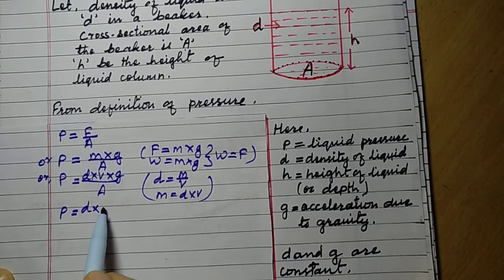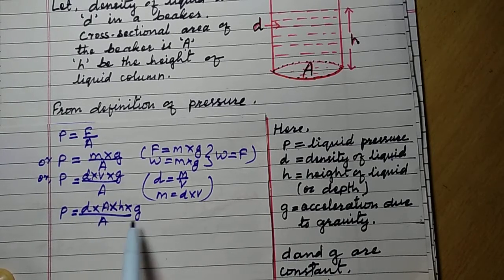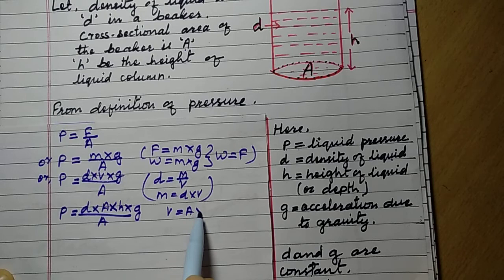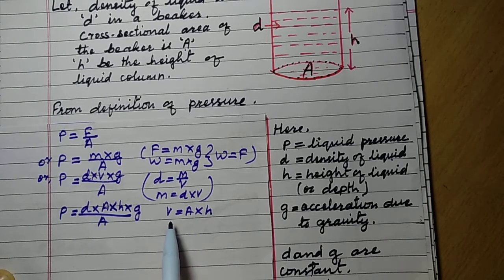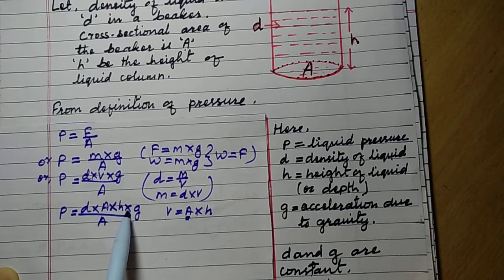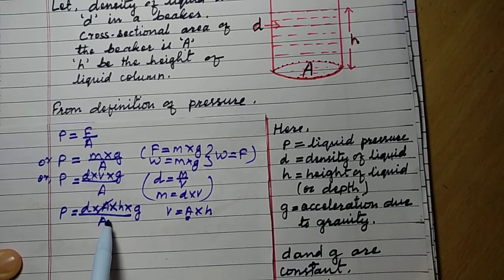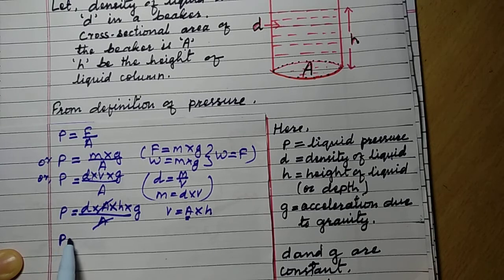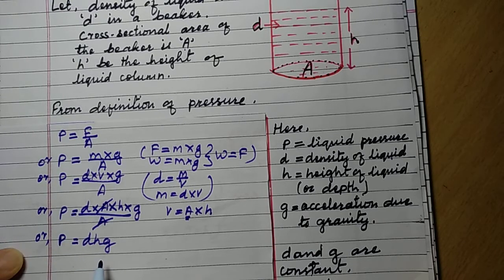D, and V can be written as area into height into G divided by A, because volume equal to area into height. Okay, volume equal to length into breadth into height. Length into breadth is area and into height is volume. So volume can be written as A into H, area into height. Okay, so here in this area can be cancelled out. So the remaining you will have is dHg. So liquid pressure can be derived in this way, P equal to dHg.